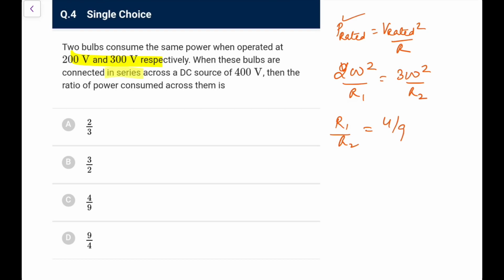Now when they are connected in series across a source of 400 volt, find the ratio of power consumed. In series the current will be the same, so power consumed is I square R, so P would be proportional to R.